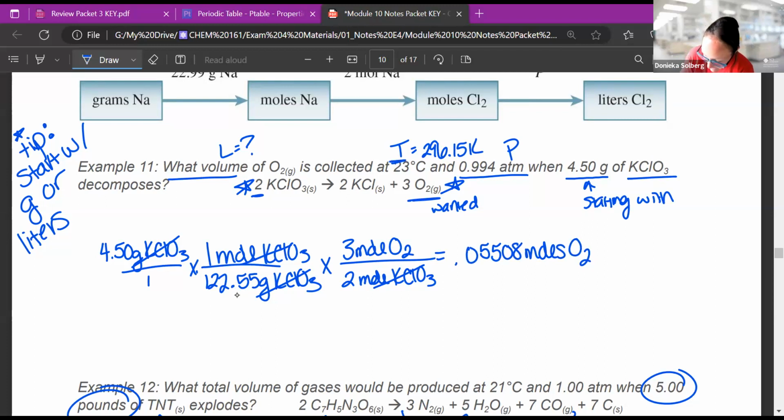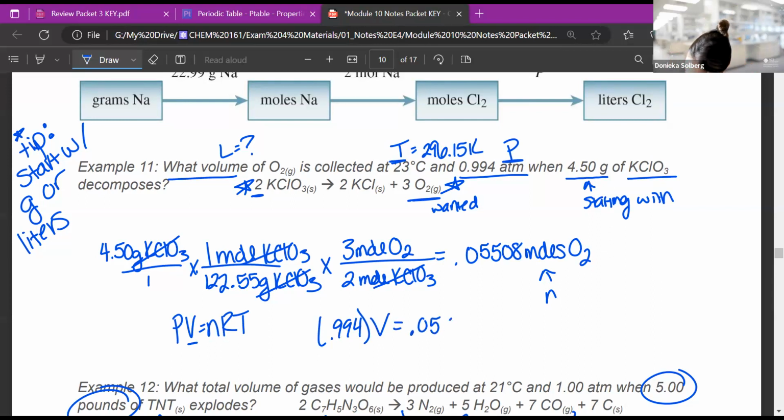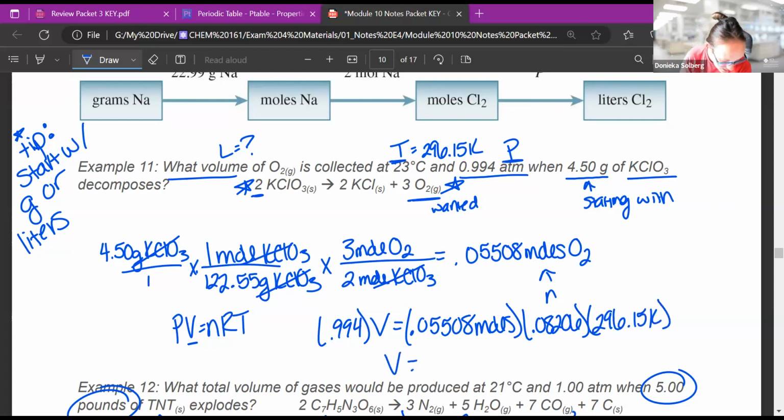Okay, I want volume. I have a T, I have a P, and now I have an N value. Well, the only equation I can really use that has all of those is PV equals nRT. So I'm going to use PV equals nRT, plug everything in, and I can solve for that volume. So I've got 0.994 atmospheres times V equals 0.05508 moles. Because this can be for any substance. It doesn't have to be oxygen. R is 0.08206 and T is 296.15 Kelvin. Solve for V, I would get that the volume is 1.35 liters. Okay, so this is for gases.